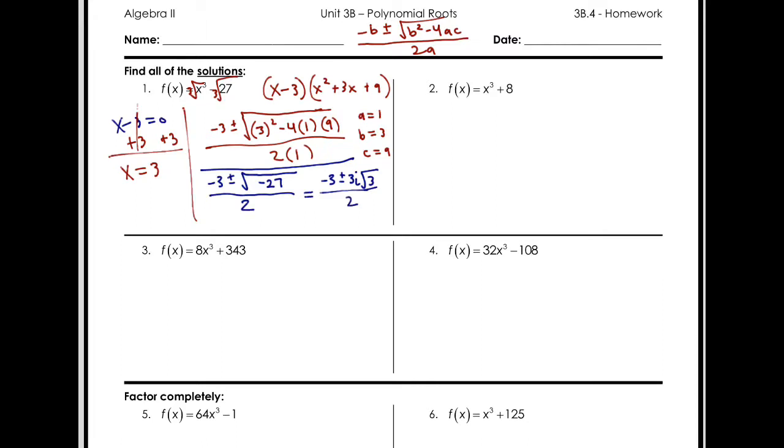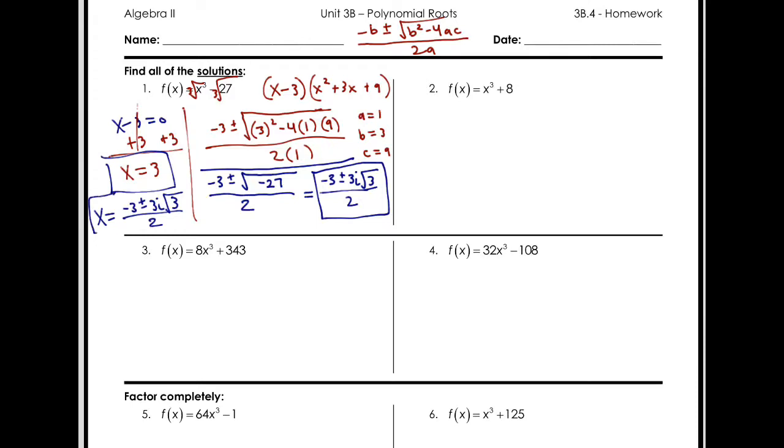And if we split that, can it simplify? Can you simplify negative 3 over 2? No. Can you simplify 3 over 2? No. So that means we can leave it like that. So here is our other solution. So we have x equals 3, and we have x is equal to opposite, or negative 3 plus or minus 3i radical 3 over 2.